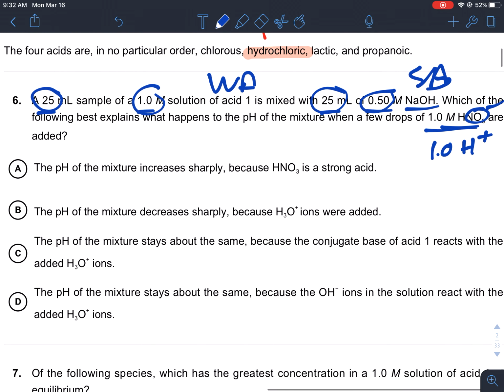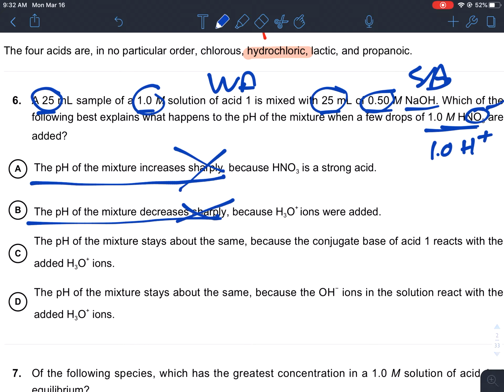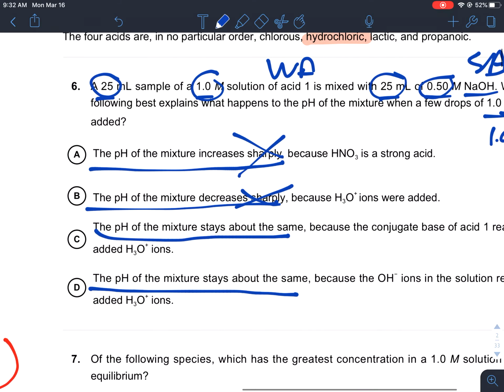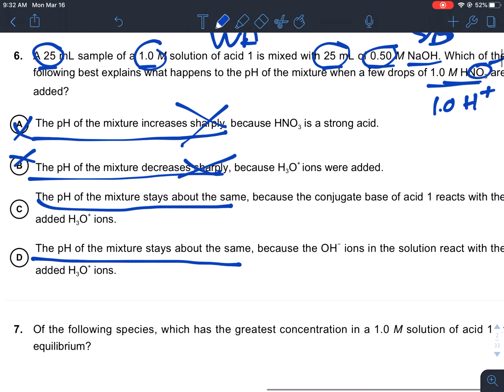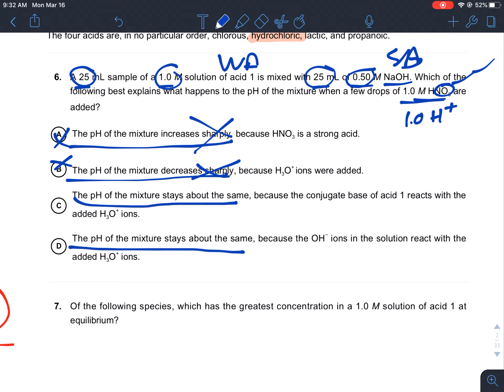So, the pH of the mixture increases sharply, nope. The pH of the mixture decreases sharply, nope. The pH of the mixture stays about the same, okay. So it's between C and D. Let's get rid of A and B. The pH of the mixture stays about the same because the conjugate base of acid 1 reacts with the added H3O plus ions. That is true, okay?